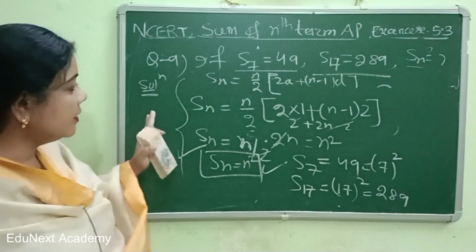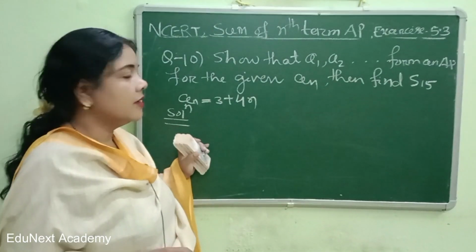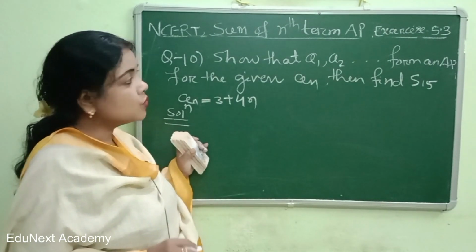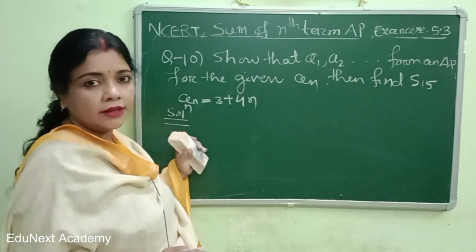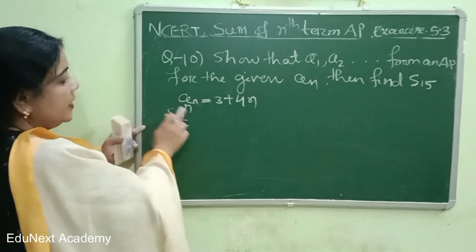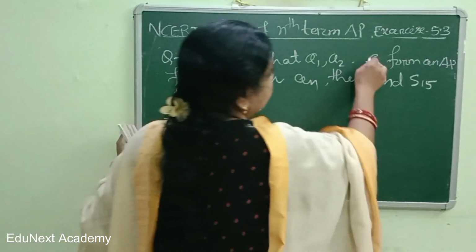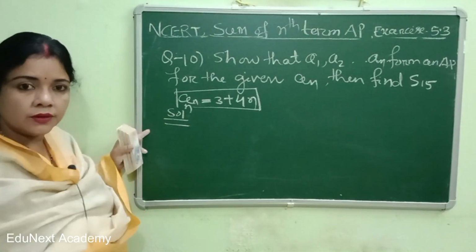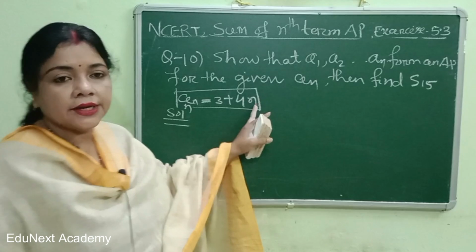Now again let us solve another question, that is question number 10. Now see, question number 10 is: show that a1, a2, a3, up to a n form an AP for which a n is given as 3 plus 4n. Obviously a n term will come. Okay, so a n is given as 3 plus 4n.